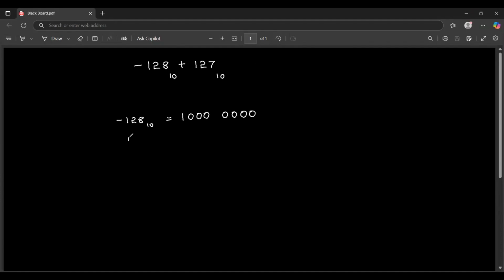10000000, and 127 to the base 10 will be equal to, since it's a positive number, it will be 0 and then 1111111. If you add these two, what will you get? 11111111. Okay, now what do we do? Since there are no extra bits, you don't have to discard anything.